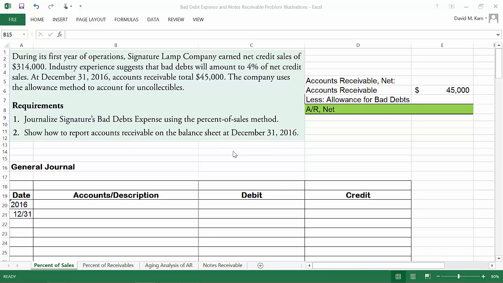Okay, so the way that we're going to do this is pretty straightforward. Anytime you use the percent of sales, you always have to look at the percent of sales on credit. So in order to do this journal entry, this adjustment, we have to take the 4% times the amount of sales on credit, in this case, which was $314,000. So our adjusting entry is always to debit bad debt expense, and we're going to take $314,000 times 4%.